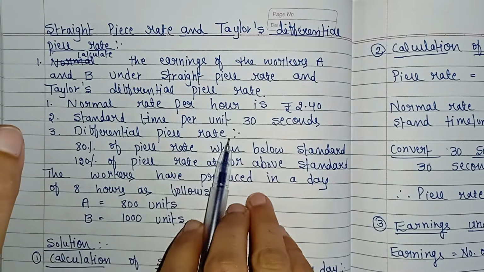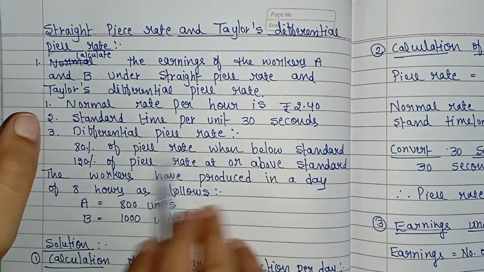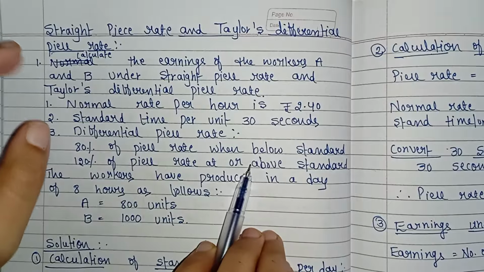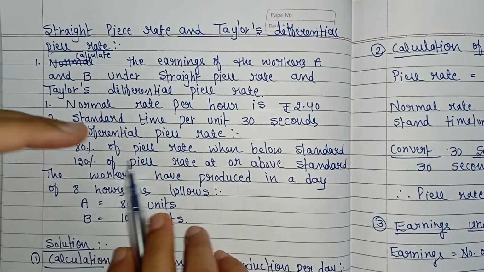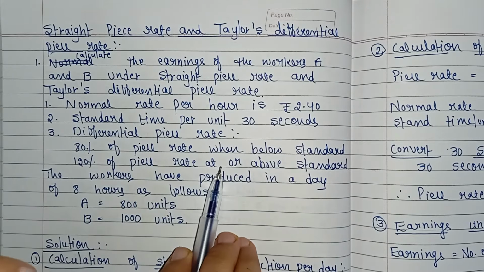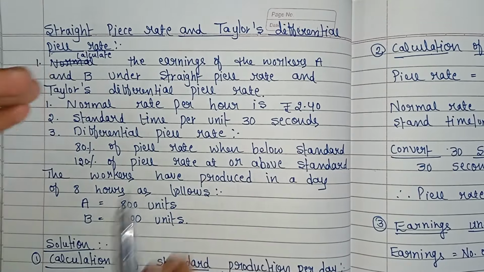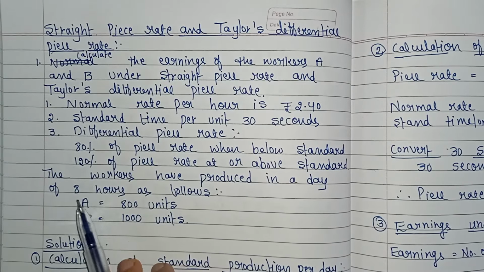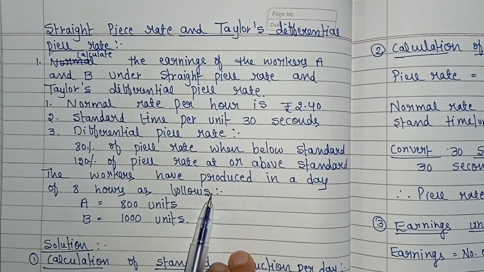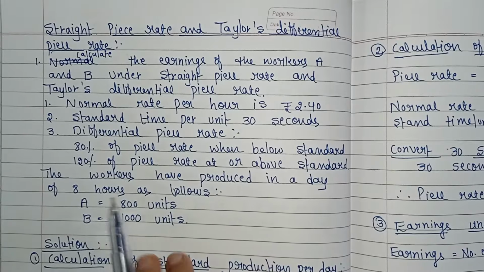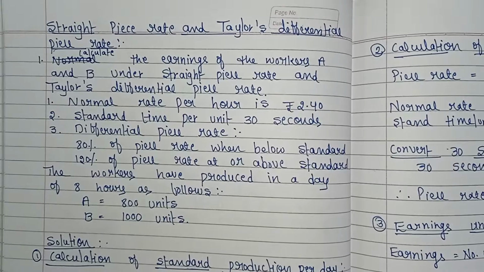And differential piece rate, 80% of piece rate when below standard and 120% of piece rate at or above standard. If the output is below standard, then 80% of piece rate is applicable, and if the actual production is more than the standard, then 120% of piece rate is applicable. And the workers have produced in a day of 8 hours as follows. A produced 800 units and B produced 1000 units.